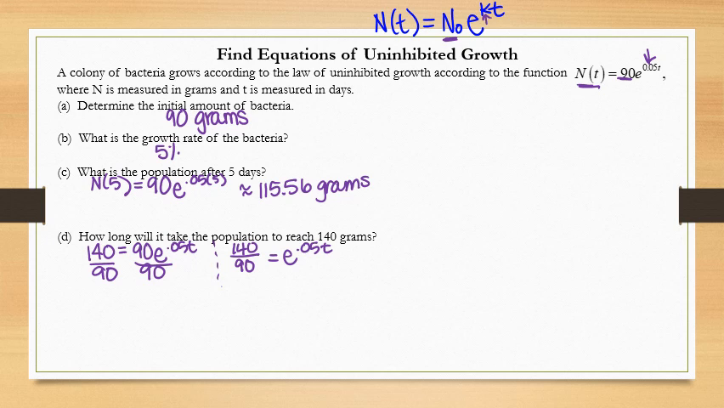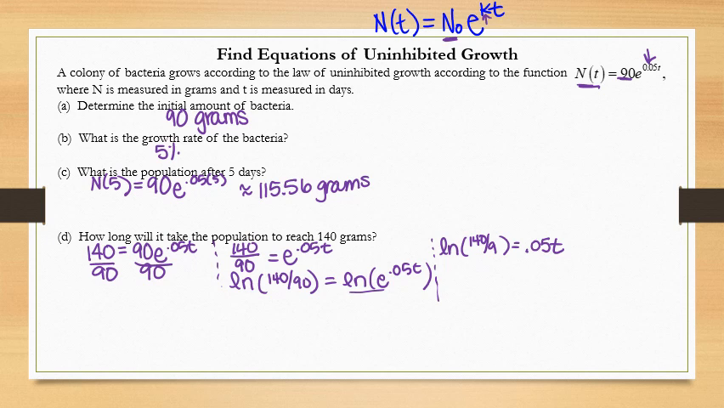So now that I have the exponential piece by itself, I can take the natural log of both sides. And that will allow me to move that exponent in front. So we get 0.05t times the natural log of e, which is just 1. So I'm not going to write that. So now to get the t by itself, divide both sides by 0.05. And you get that t is approximately 8.84 days. Again, make sure that you're including these units.